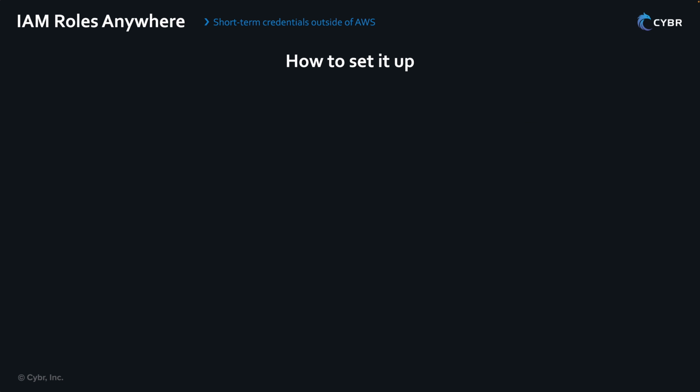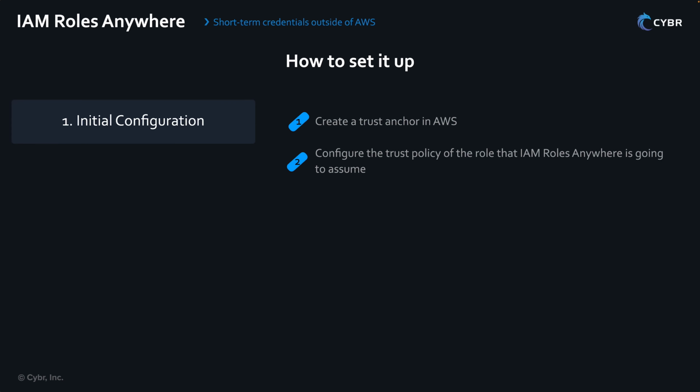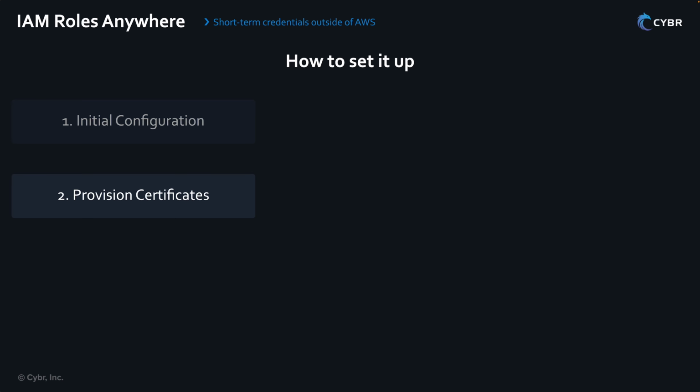While all this might sound a little bit complicated, and frankly, it is a little bit more complicated to get set up, there are actually only a handful of steps that we need to complete to enable this feature. Number one, the initial configuration, where you can create a trust anchor in AWS. You can configure the trust policy of the role that IAM Roles Anywhere is going to assume. And then you need to define a role profile. After that, you can provision your certificates, where you will install the X.509 certificate that's been signed by the CA onto the servers or applications or even containers, whatever you're running outside of AWS that's going to need access.